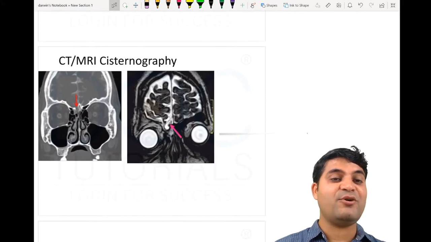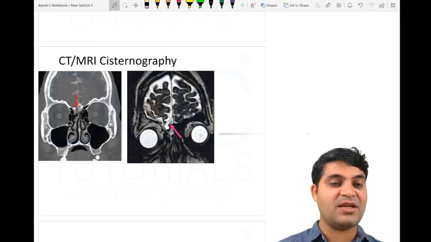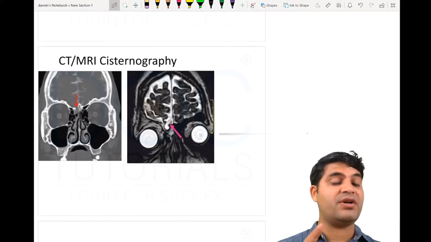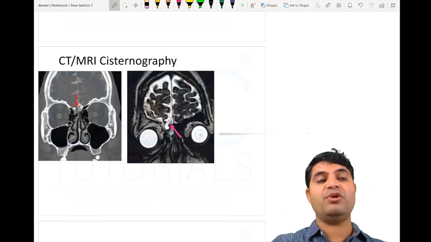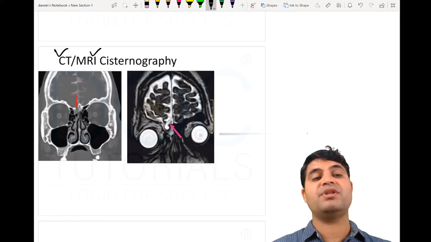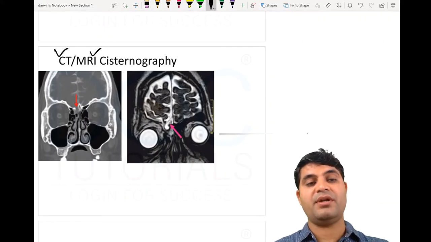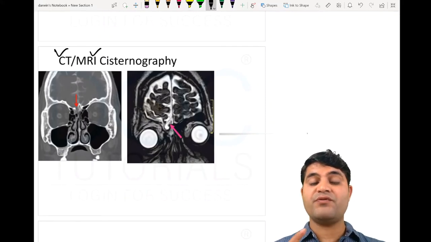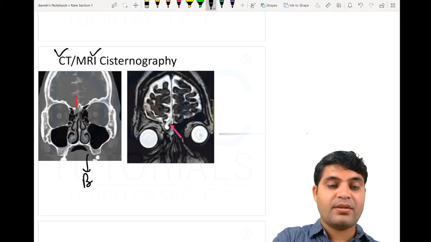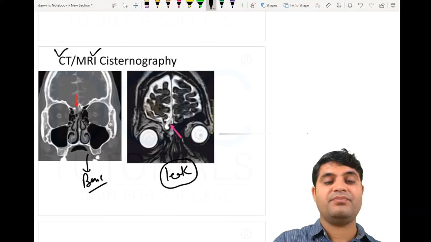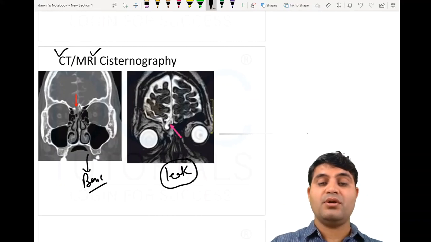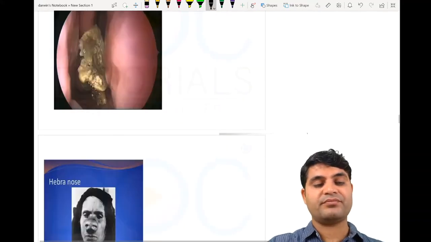So CT or MRI cysternography, yes, these are important investigations and you can see them in front of you. Remember, both investigations are complementary to each other. This is the reason I have put this slide, CT and MRI. Clear? So CT is for bone, MRI is for CSF leak. Clear? To see CSF. So please read this slide.